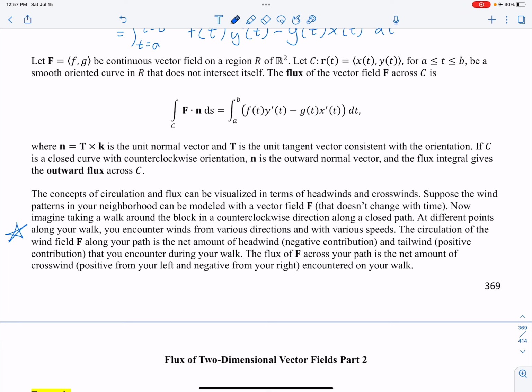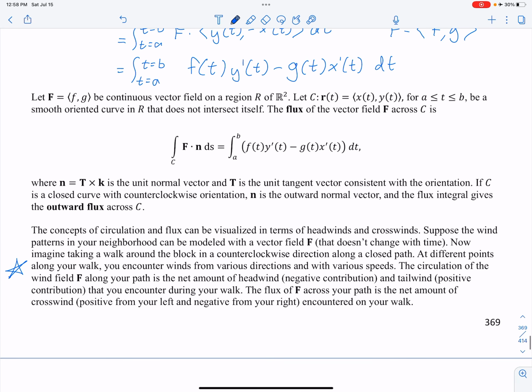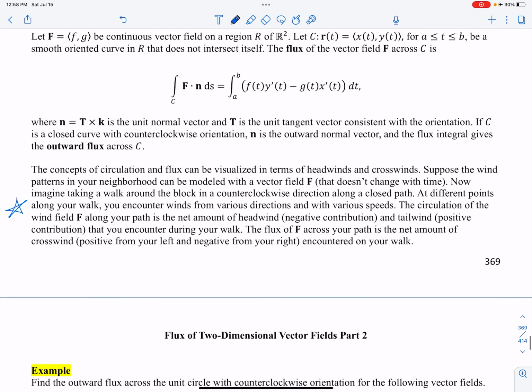I've talked about this throughout. The circulation is how much of a headwind or tailwind, while the flux is the crosswind as you're walking on some path. I would recommend reading that. Any of the text that I have in here, I don't like to read text to you because I feel like it's a waste of time, but I would recommend reading these and maybe looking at your book. Okay, so that is flux.